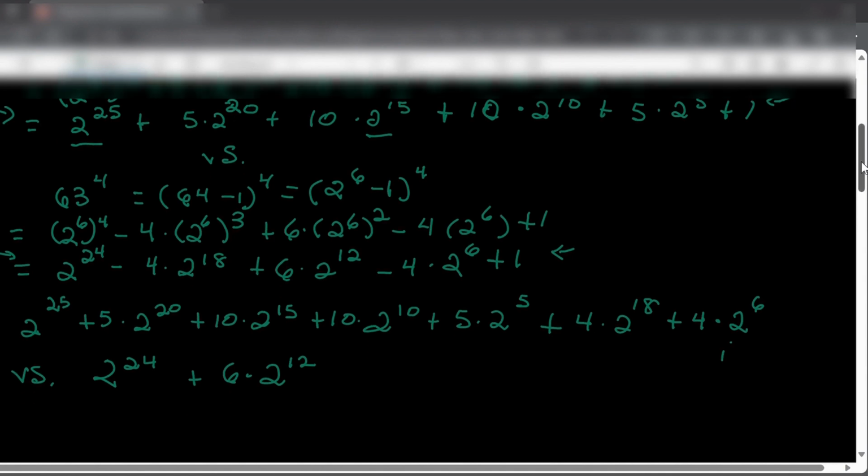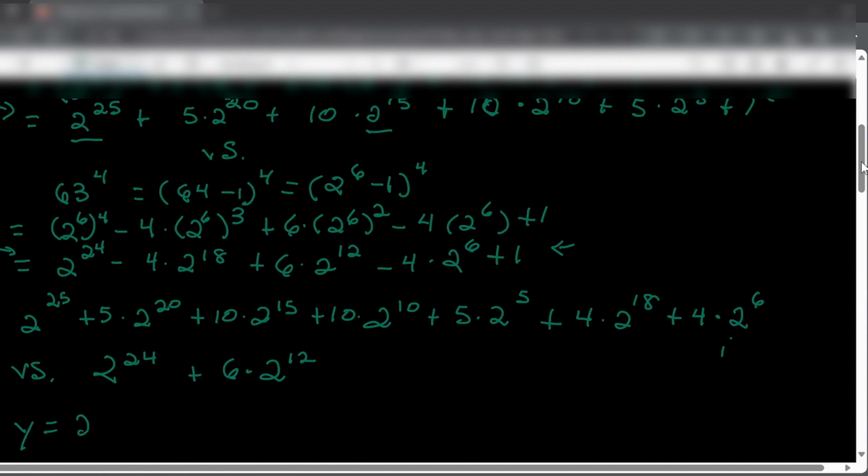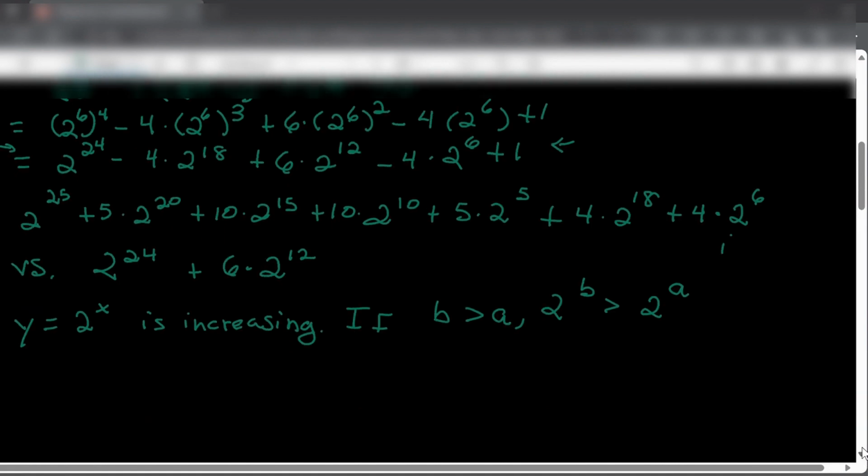Well, the function y equals 2 to the x is increasing, which means that if you have b greater than a, then 2 to the b is greater than 2 to the a. And that is being applied with 2 to the 25th being greater than 2 to the 24th, here versus here. And 10 is greater than 6. It's a positive. So 10 times 2 to the 15th is greater than 6 times 2 to the 15th.